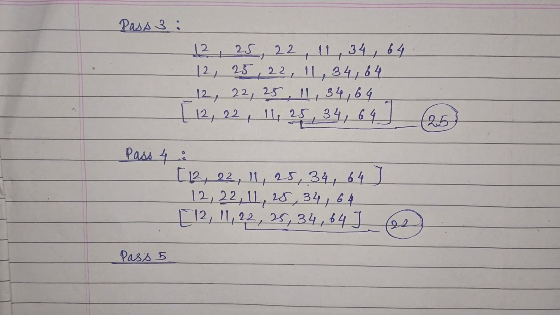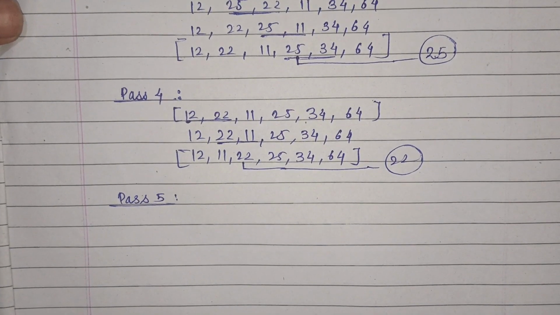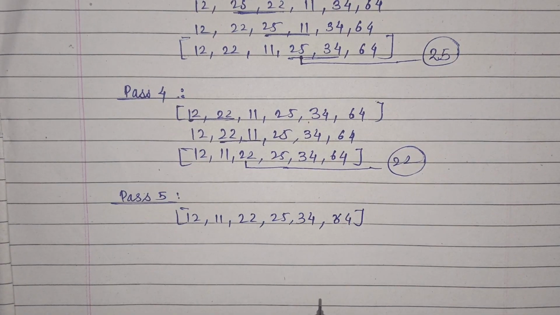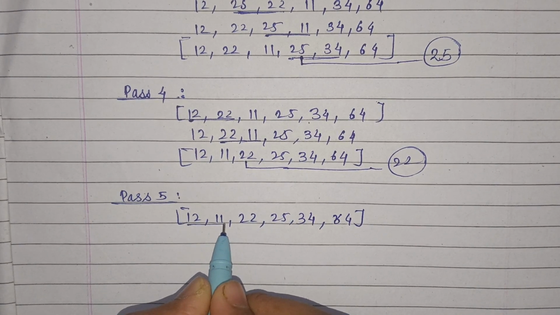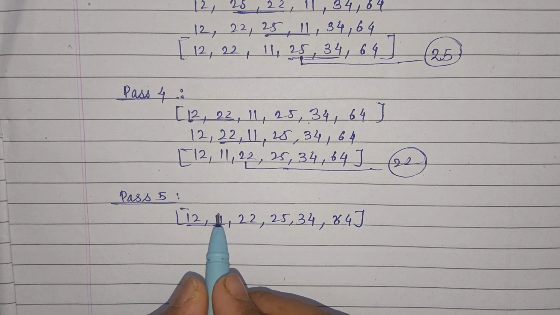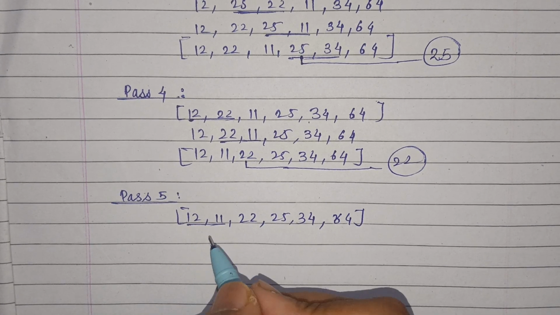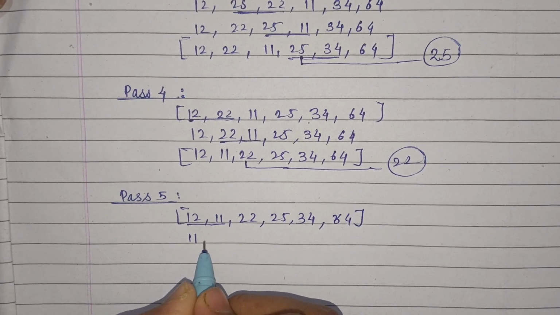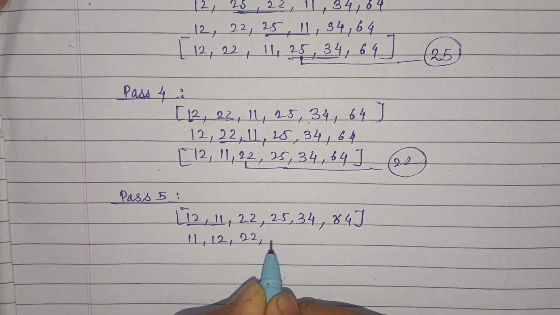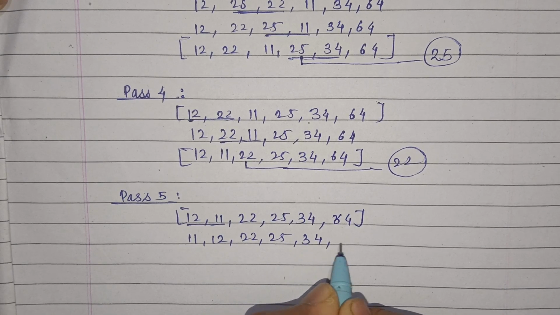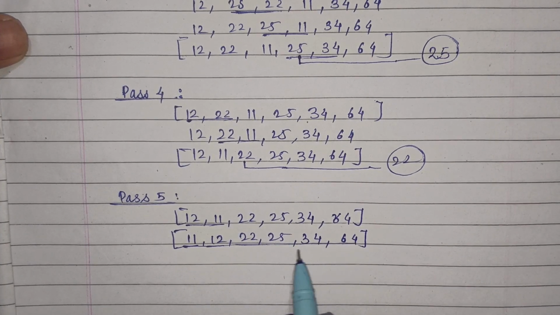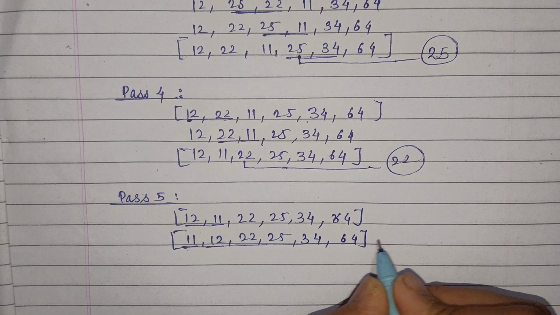Now in pass 5, so I will write the elements first. So I've written the elements as they are, and now 12 and 11 will get compared, and 12 is greater than 11, so the positions will be swapped, and 11 will become first, then 12, then the rest of the elements will be the same. We have got our sorted data from it, so the array has been sorted here.